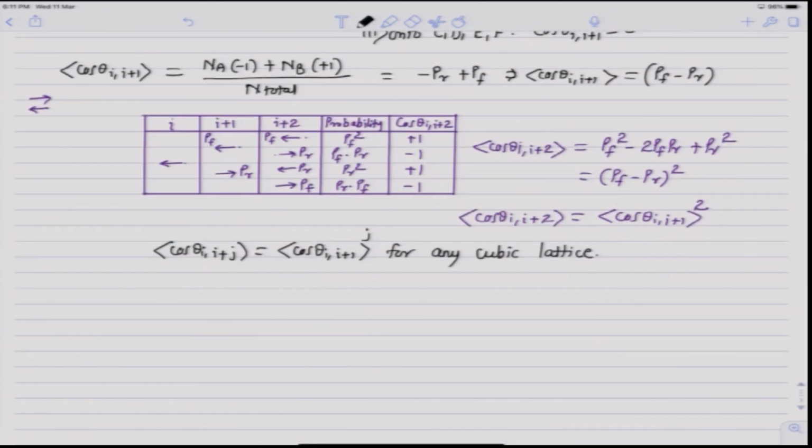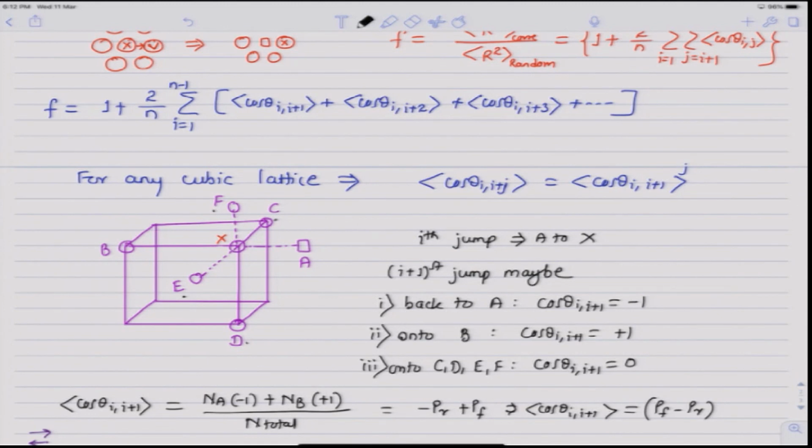This is important, because when I have to consider cos theta (i, i+j), I have to consider combination of every jump with every other jump that occurred after it. But if I have to consider only cos theta (i, i+1), I have to consider only successive jumps of the atom. And when the number of jumps n tends to infinity, the average of cosine between the successive jumps, cos theta (i, i+1), will be independent of i, and that is why this result is important.